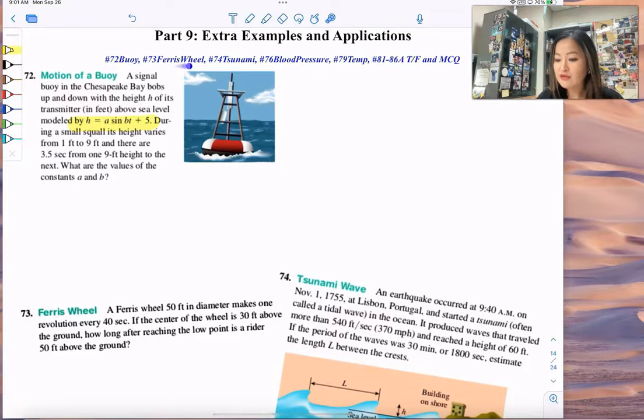Now, here are the problems that are listed here that are good for you to study, you know, from the textbook, okay? Now, we're going to do this first example here. We have this buoy, okay?